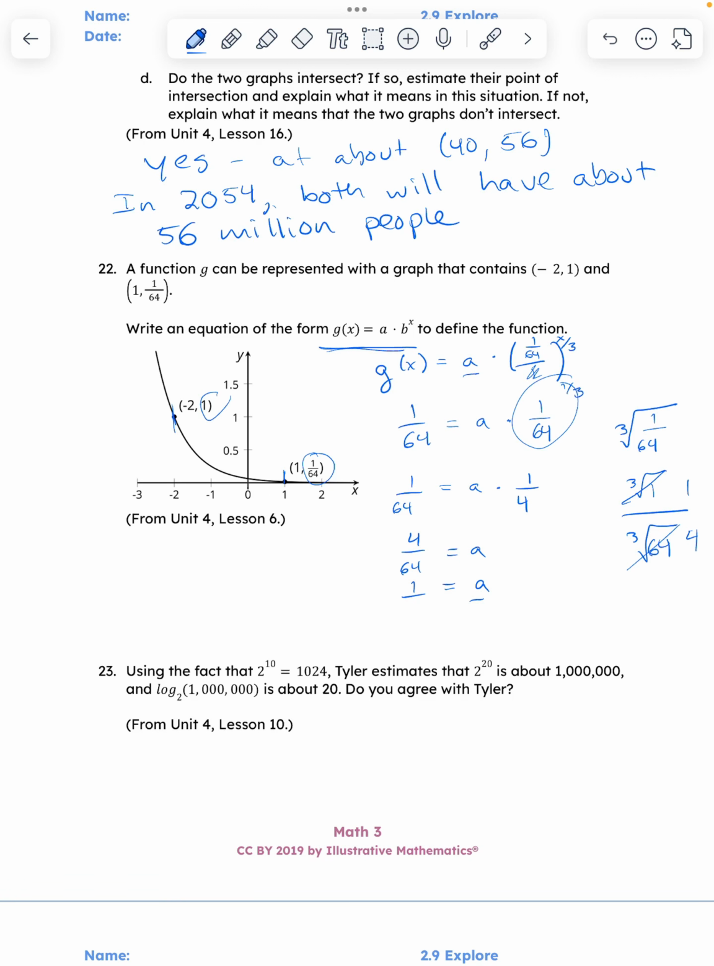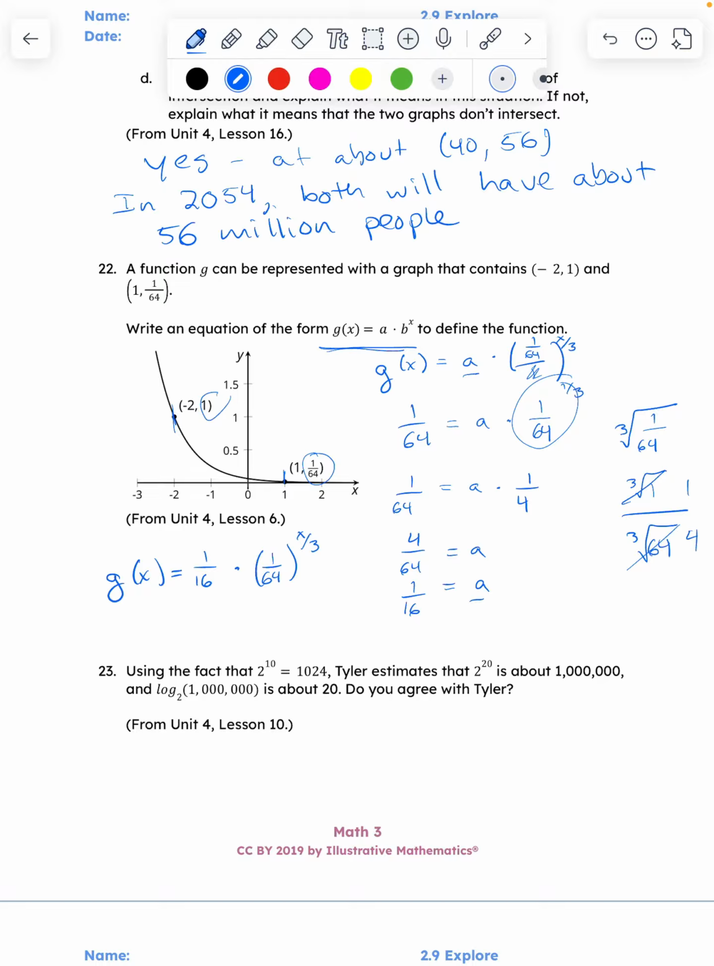And then I can write my function. So I can say g of x is equal to 1/16 times 1 over 64 to the x over 3. It's not lovely to look at, but doing the math for it was not that bad. And when I started looking at this, I had some negative numbers, I had fractions. I was really concerned that my math was going to get super, super ugly.